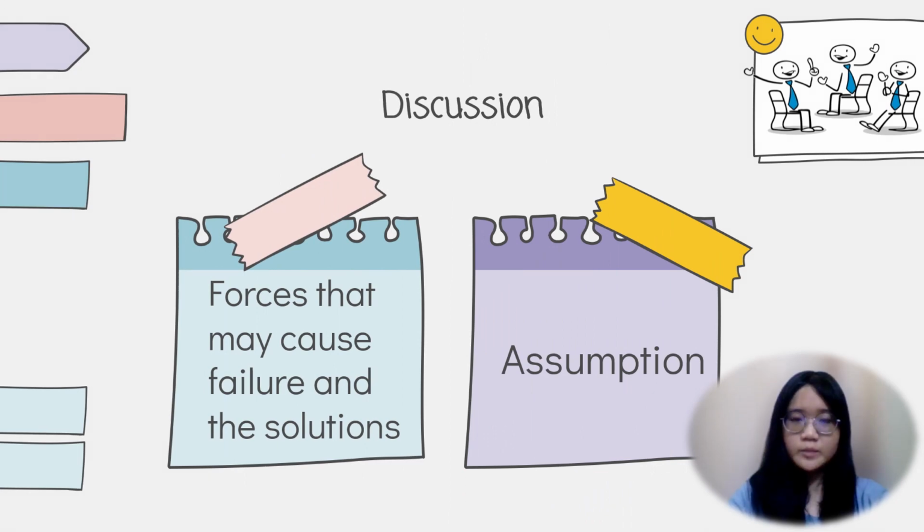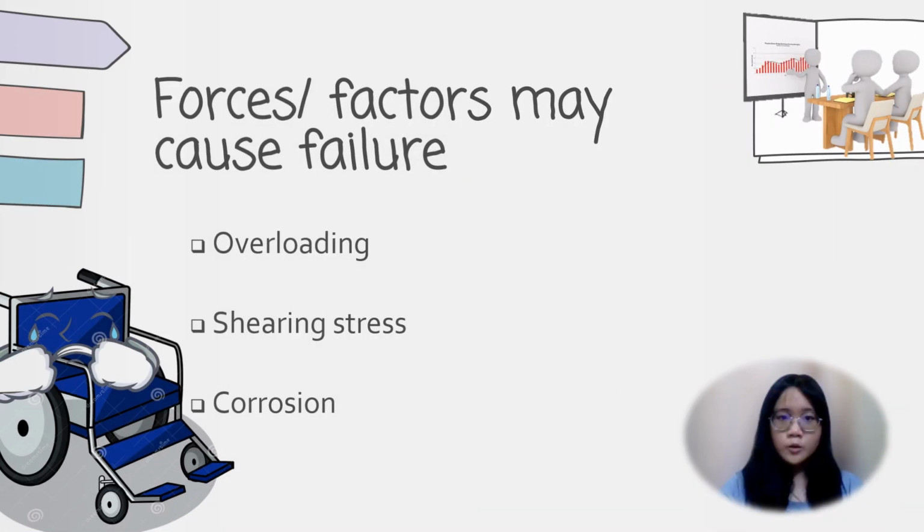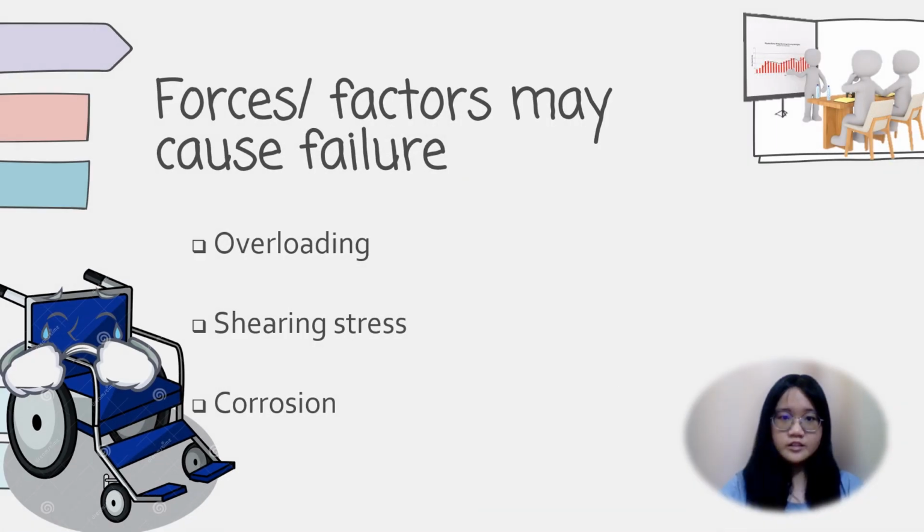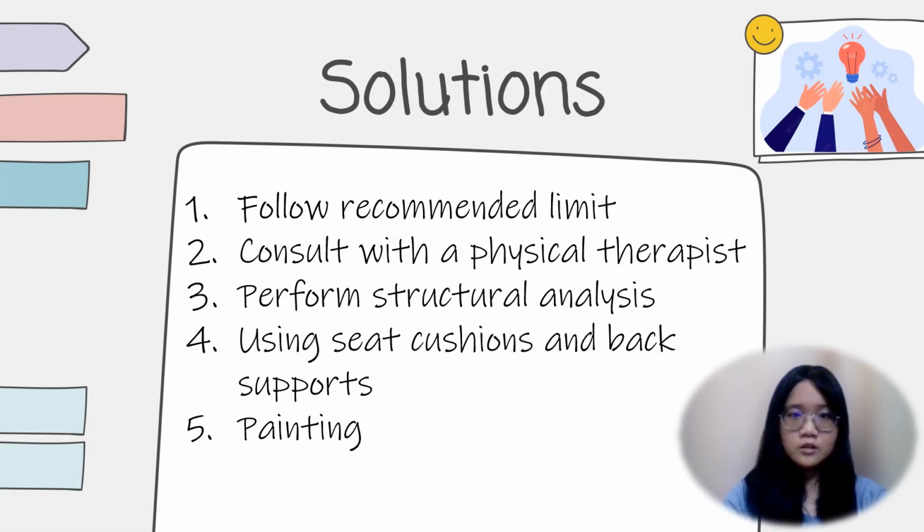I'm Casandra Lee Ying Hui, metric number 22004695, and I would like to present the discussion part with my groupmate, Toh Ka Peng. For the discussion part, we separate it into two, which are forces that may cause failure and the solutions, as well as the assumptions. We have determined some forces and factors that may cause failure on the wheelchair, that are overloading, shearing stress, and corrosion. The solutions we figured out are follow the recommended limit, consult with a physical therapist, perform structural analysis, using seat cushions and back supports, as well as painting.